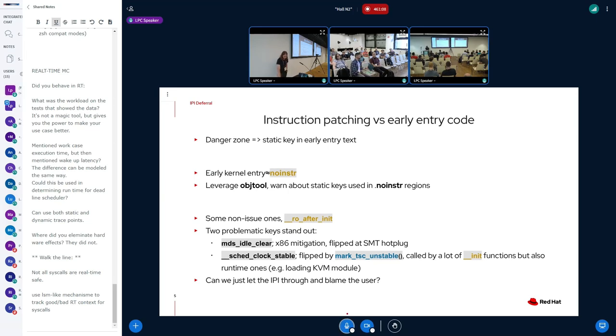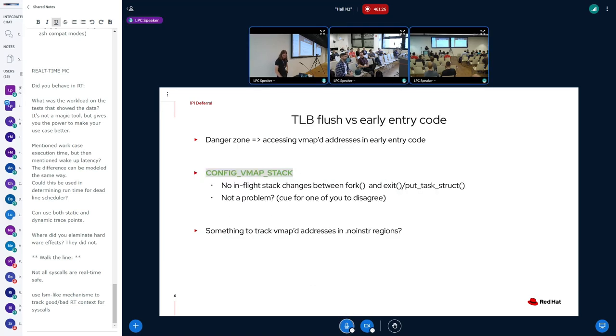Something not working correctly on the system anyway. Okay, but yeah, so I think the outcome for that would be modify the static keys, give them a special annotation so that OpsTool says, yeah, okay, I know these are in this region, but we are okay with getting the cost anyway, because it's not going to be the worst of the latency anyway. Okay, cool. The other one is a bit more tricky.